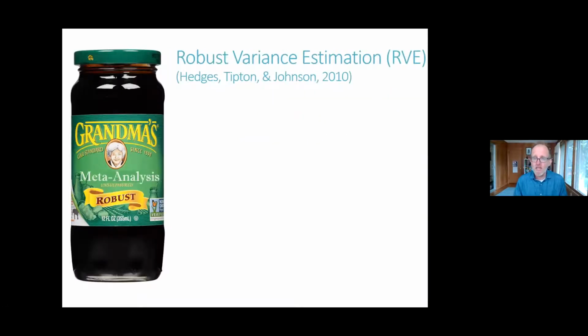So one increasingly popular statistical technique for handling this sort of situation is called robust variance estimation, or RVE. RVE uses a statistical technique, sometimes called the sandwich estimator, to quantify the uncertainty in average effect size estimates or in meta-regression coefficient estimates. Those variance estimators are used to get standard errors, to conduct hypothesis tests, and to construct confidence intervals.